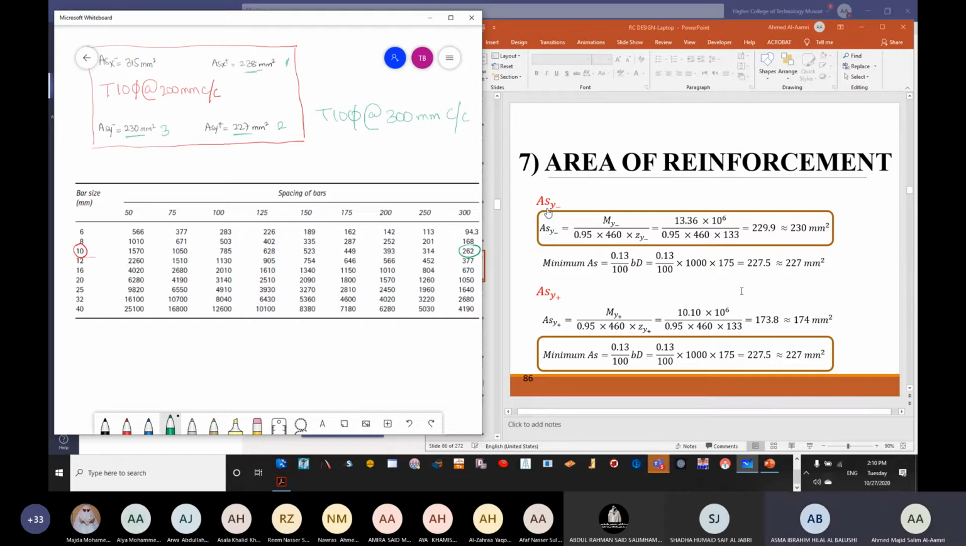Mister, yes. I have a question for finding KX minus. Have K less than or equal to K dash. K dash is 0.156. But how we found K? You find it using the equation of M divided by FCU bd square. I have showed you the equations in the last class, right?